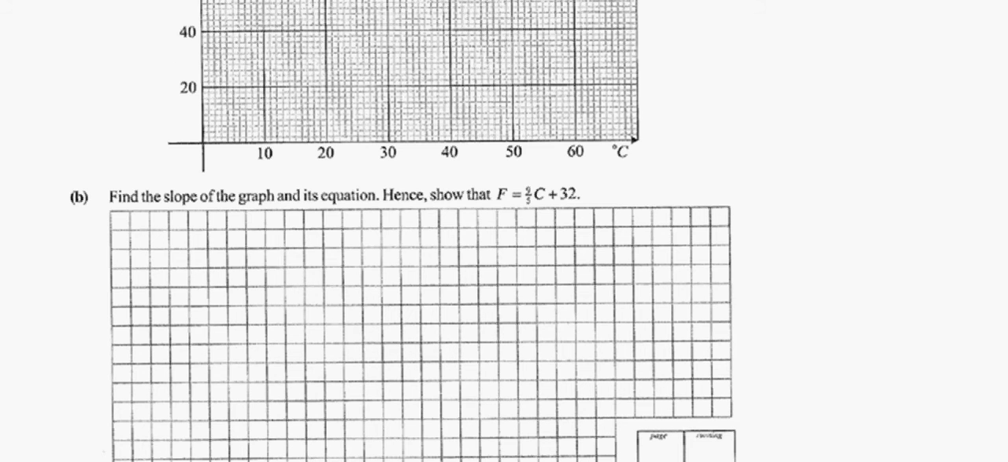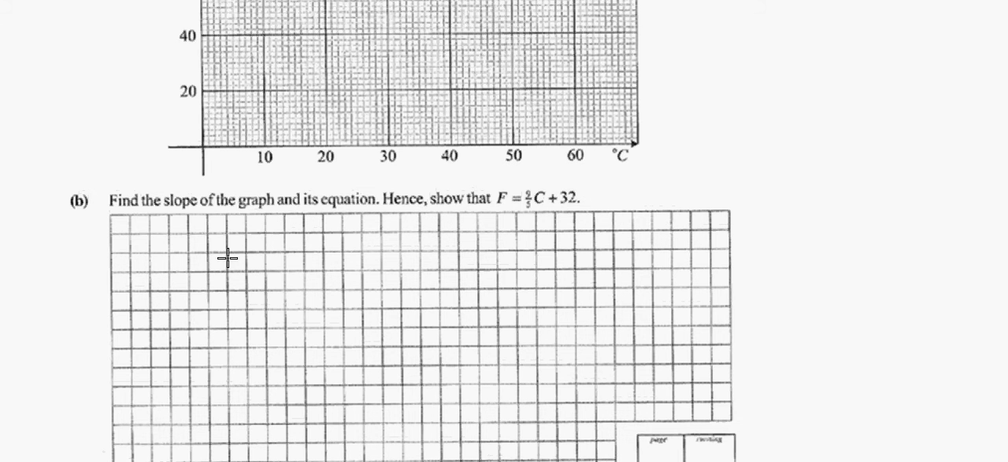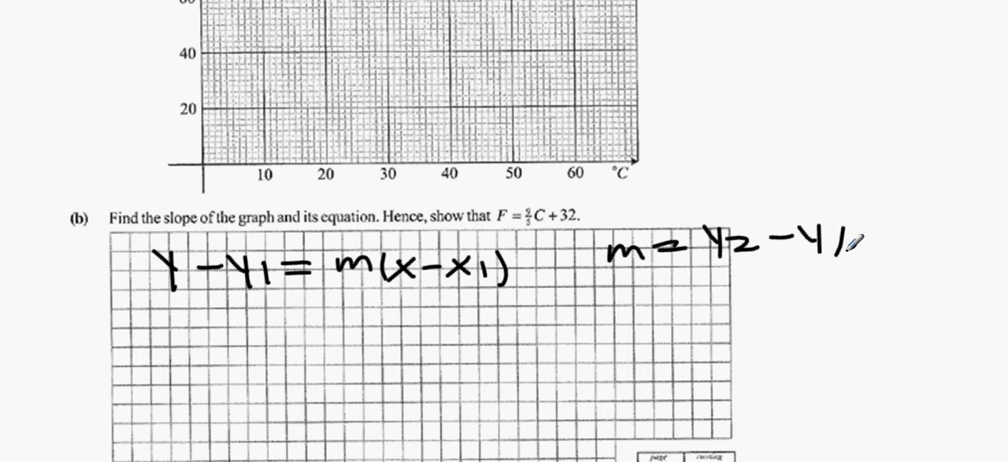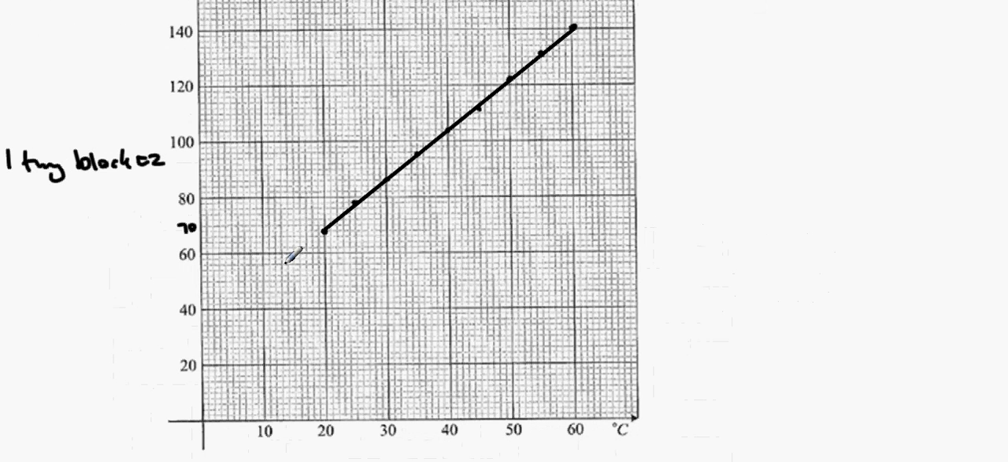Now, find the slope of the graph and its equation. Show that F equals 9 over 5 C plus 32. To get the equation of a line, we need y minus y1 equals m times x minus x1, and the slope is y2 minus y1 over x2 minus x1. I'm going to need 2 points on the graph. So I'm going to use 20 and 68, and I'll use 60 and 140 as my 2 points.